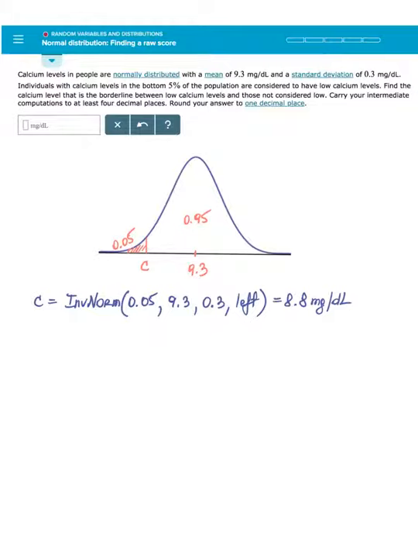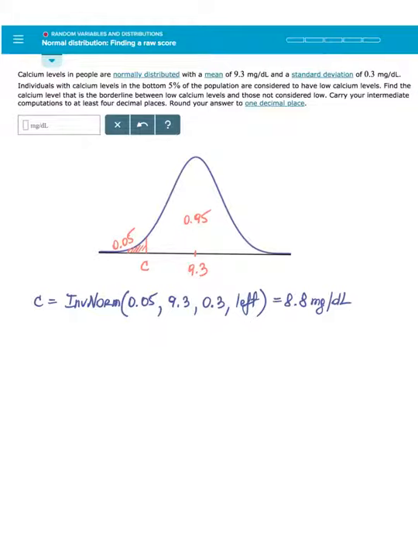Calcium levels in people are normally distributed with a mean of 9.3 milligrams per deciliter and a standard deviation of 0.3 milligrams per deciliter. Individuals with calcium level in the bottom 5% of the population are considered to have low calcium levels. Find the calcium level that is the borderline between low calcium levels and those not considered low. Carry your intermediate computations to at least 4 decimal places. Round your answer to 1 decimal place.